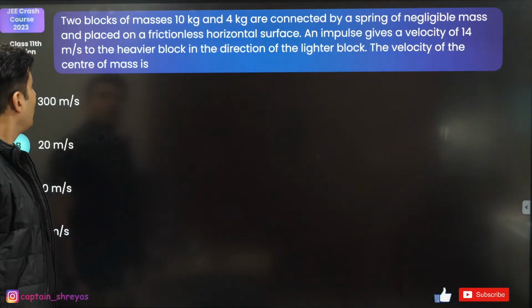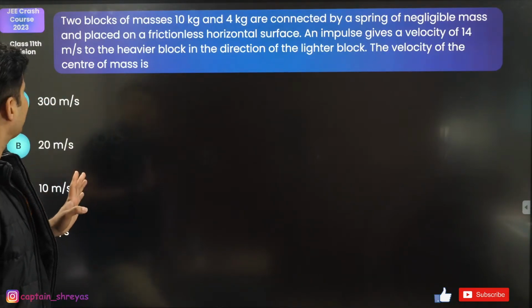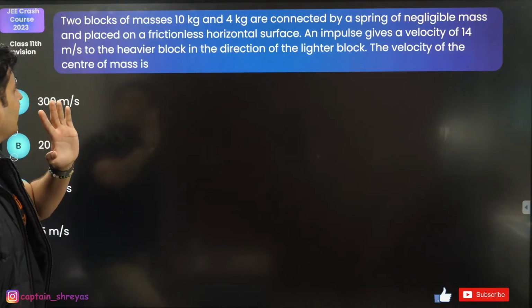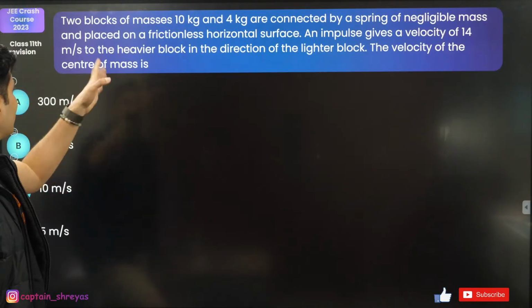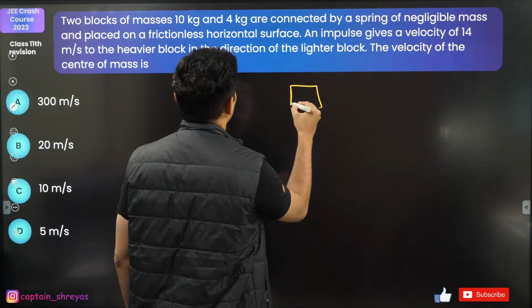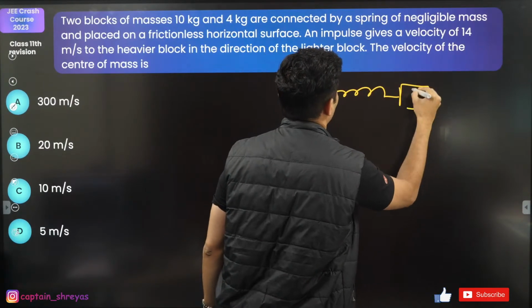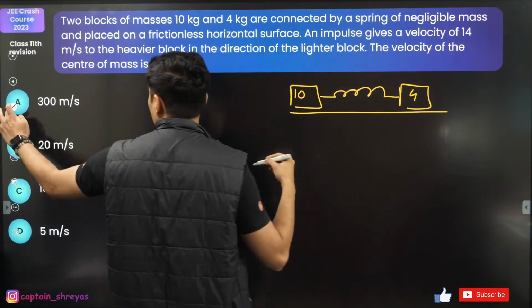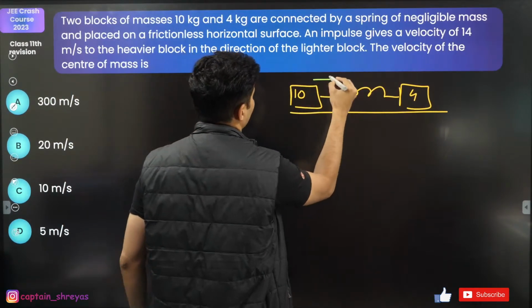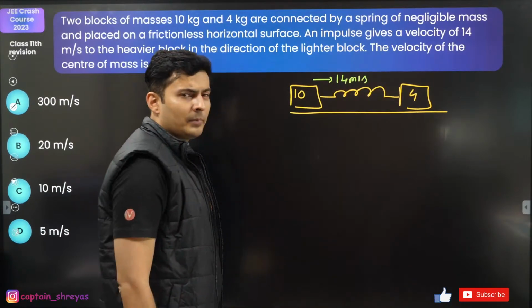This one, what does it say? Two blocks are connected by a spring, placed on a smooth surface. Impulse is given to the heavier one. What is the velocity of the center of mass? Okay, let's draw the diagram. One heavier block of 10 kg is connected by a spring to a lighter block of 4 kg on a smooth table. This heavier mass is given a speed of 14 meters per second. If you give impulse to this guy, what will happen to the other guy?